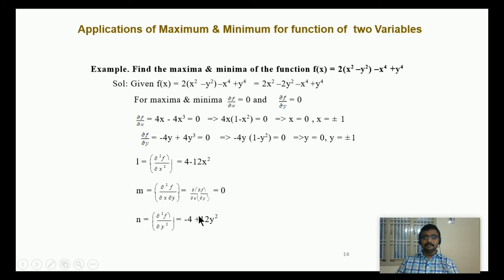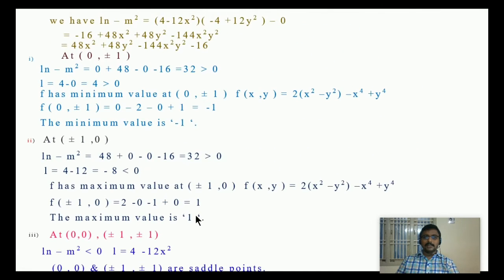Now we have to compute at the stationary points. So LN minus M square is like this. Now at the point (0, ±1), LN minus M square is positive and L is also positive. The function attains its minimum value at the point (0, ±1). Also the required minimum value is obtained just by replacing (0, ±1) in the given expression. So we will have minus 1 as a minimum value for the function.